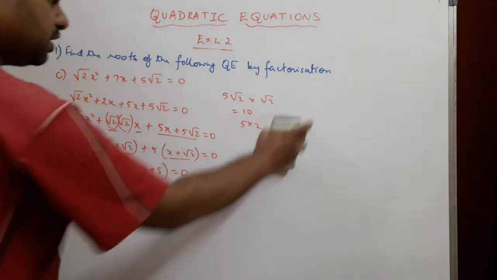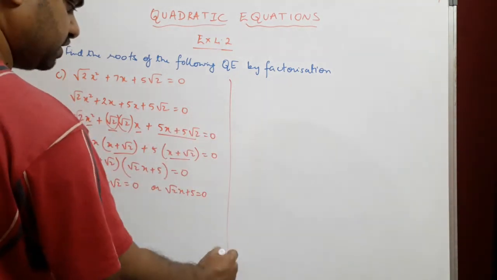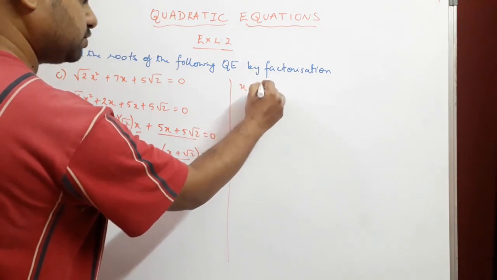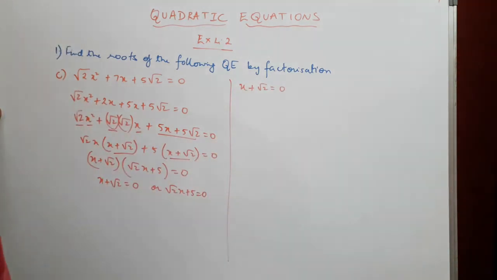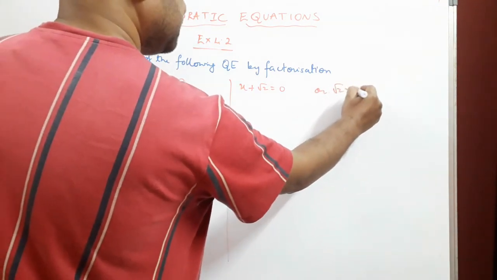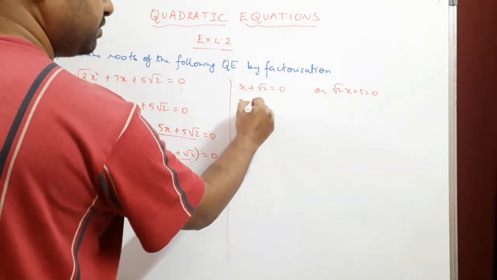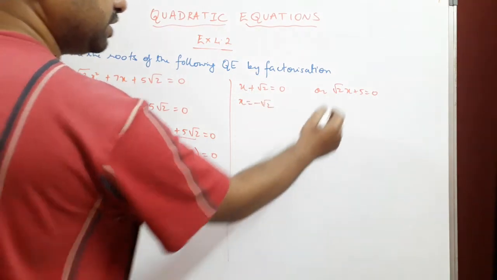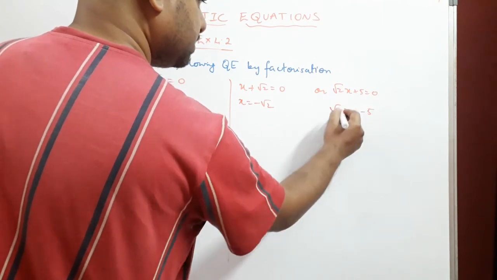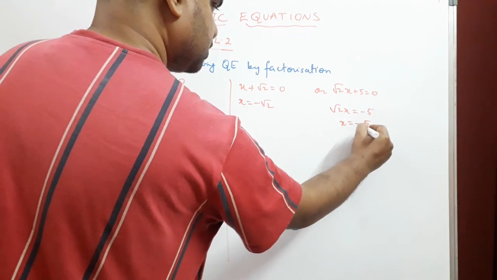Now I'll complete these roots. So x plus root 2 equal to 0, or root 2 x plus 5 equal to 0. This will become x equal to minus root 2, and here root 2 x equal to minus 5. Root 2 then goes down and becomes x equal to minus 5 upon root 2.